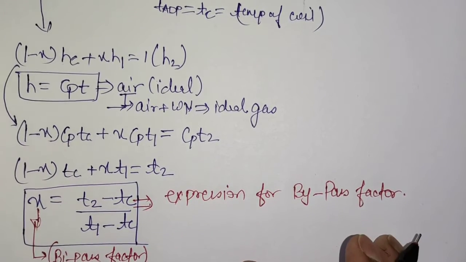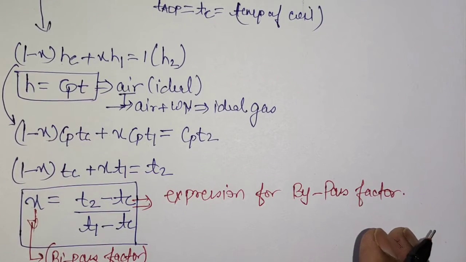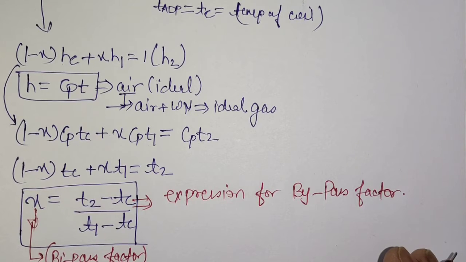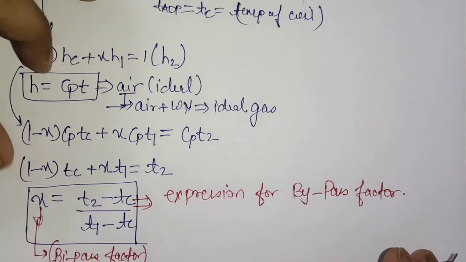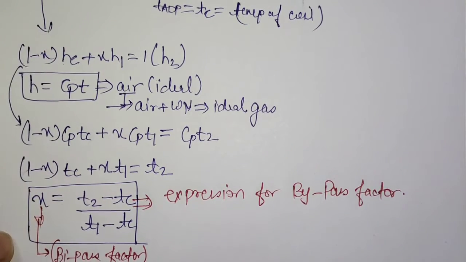Bypass factor is nothing but the amount of air that has not come in contact with the cooling coil and bypasses the cooling coil and the process of cooling. This is bypass factor.